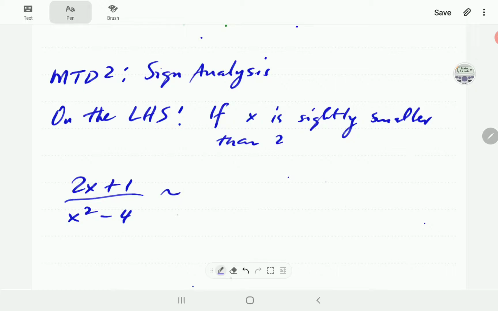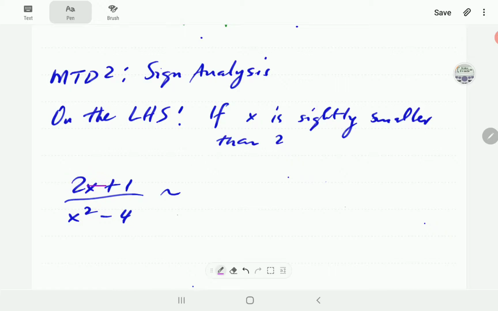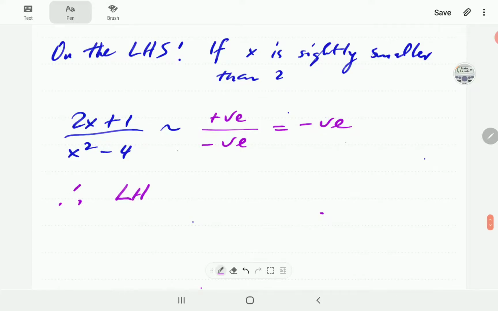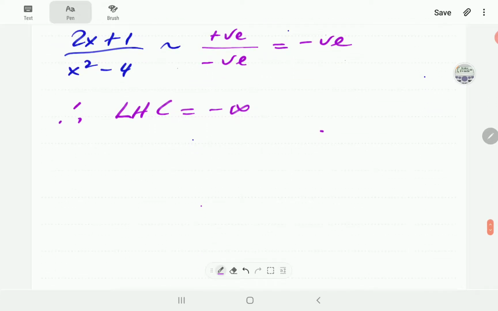If x is slightly smaller than 2, we're just interested in the sign. This thing is still going to be a positive plus a positive number, so the numerator is going to be positive. In the denominator, if x is 2, this minus this is 0. If x is slightly smaller than 2, then this is going to be smaller than 4, so this minus this is going to be negative. That means the quotient is going to be negative, and from there we can conclude that the left-hand limit is negative infinity. It's all about the sign of the quotient slightly to the left of 2.